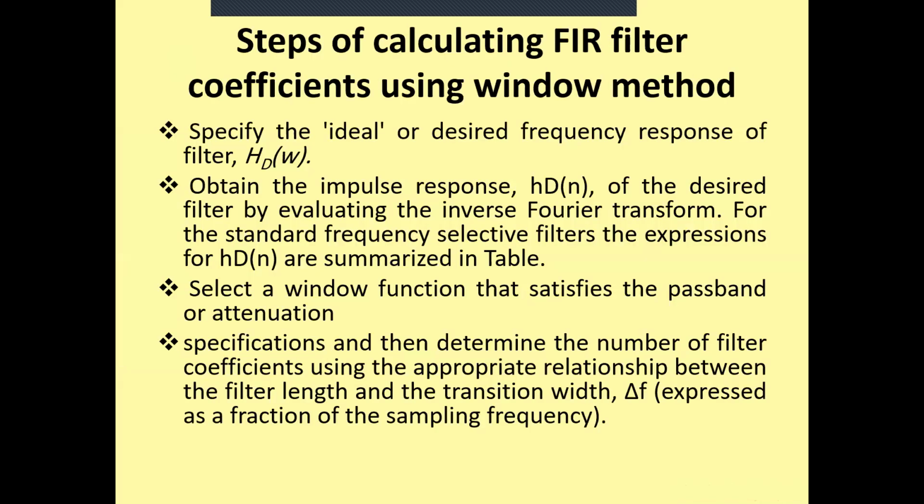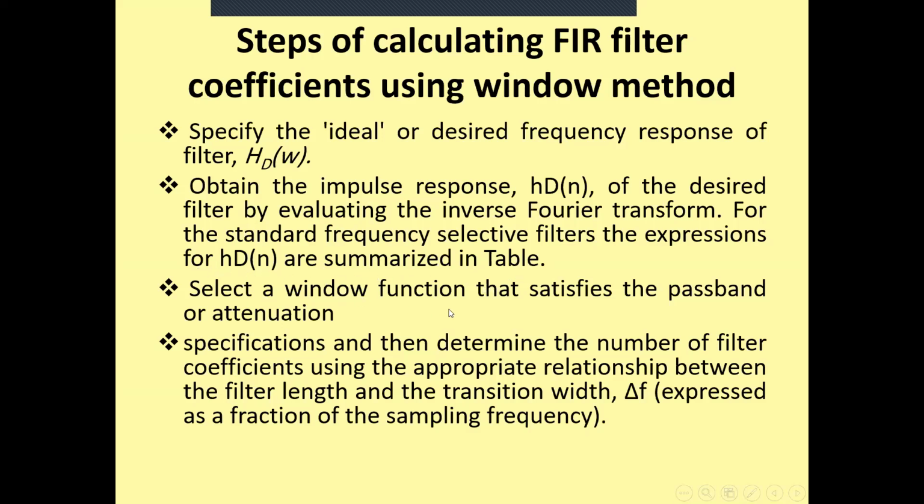Of course, after that, we have the steps by which we can determine the FIR filter coefficients using the window method. Now, specify the ideal or desired frequency response of the filter, HD of omega. Obtain the impulse response, HD of n, from the first table, as we have talked about, by using, of course, the inverse Fourier transformation, and the HD of n are summarized in the table.